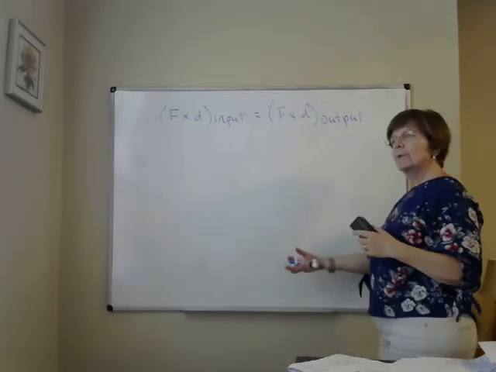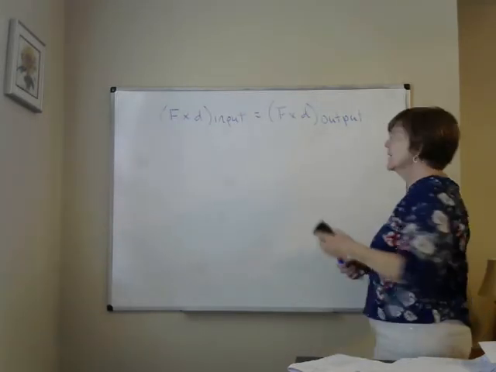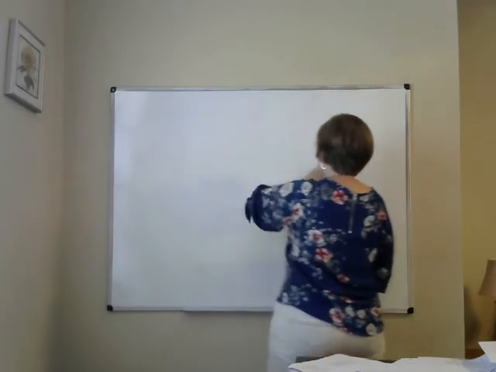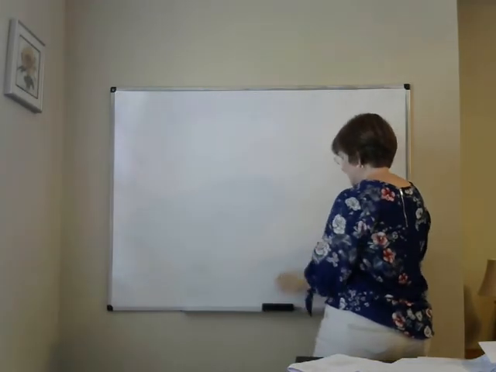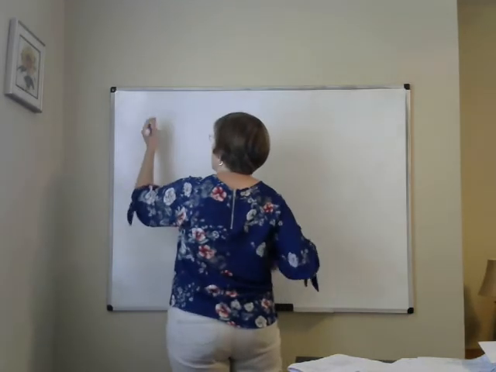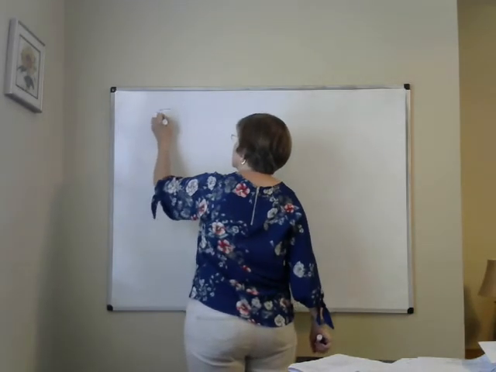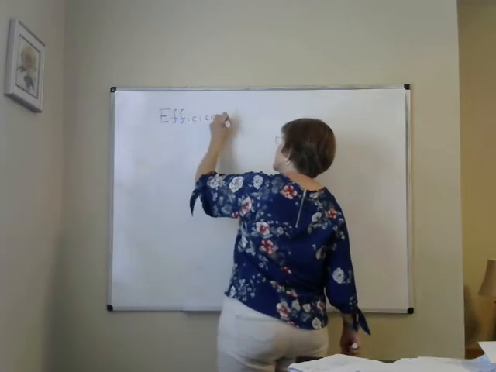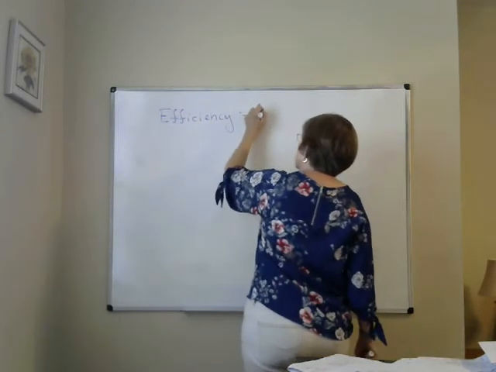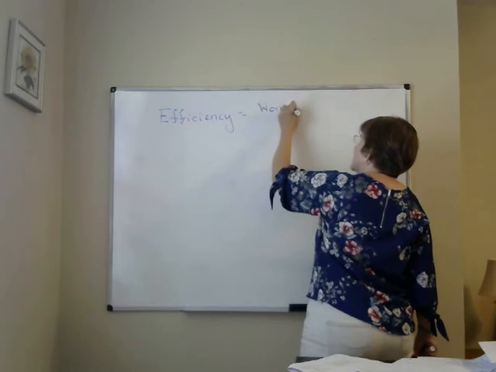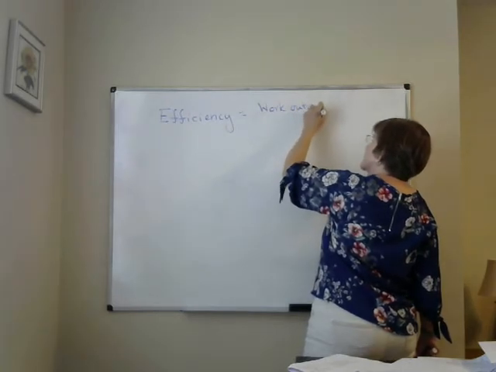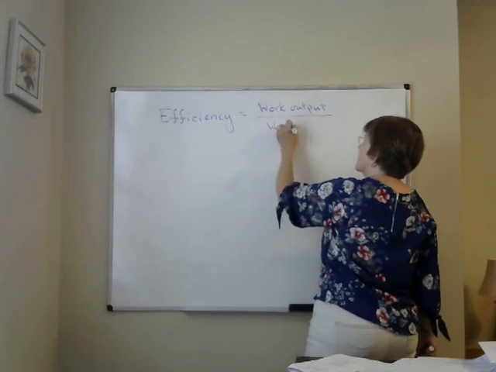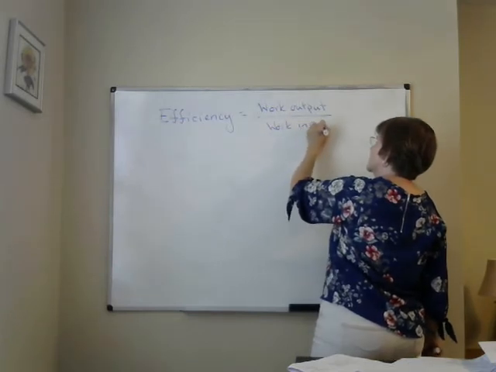All right, that's an ideal machine. That's where input equals output. The reality is that's not usually the case. Most of the time we have to think about efficiency. And efficiency is the work output, the amount of work we accomplish, divided by the work input.